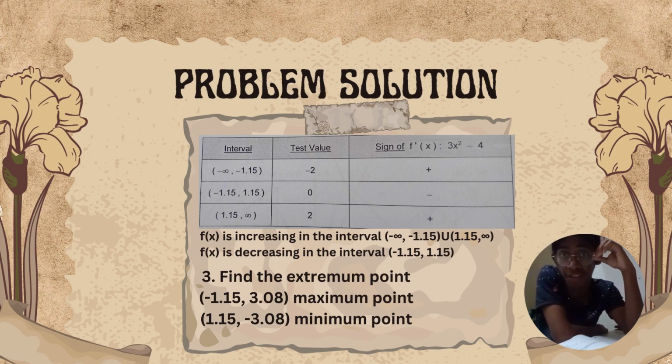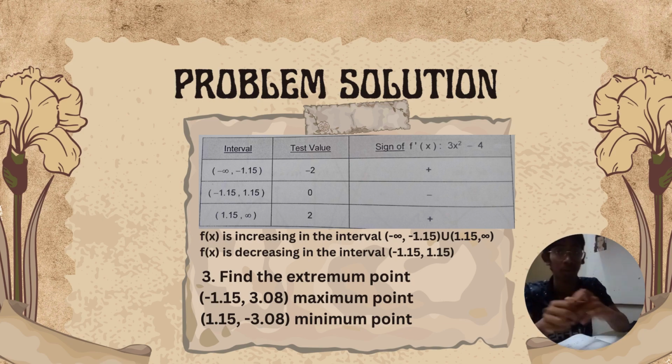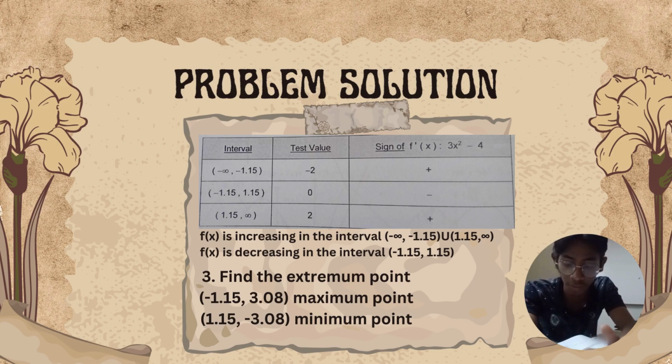Next, we see this table. We need to make this table based on the information given. The first column is going to be the interval, the second column the test value, and the third column the sign of f prime x. In the first column, we put the range from negative infinity to negative 1.15 as the first interval. For the second interval, negative 1.15 to 1.15. And for the last one, 1.15 to infinity.